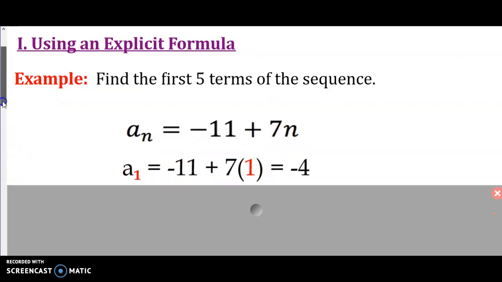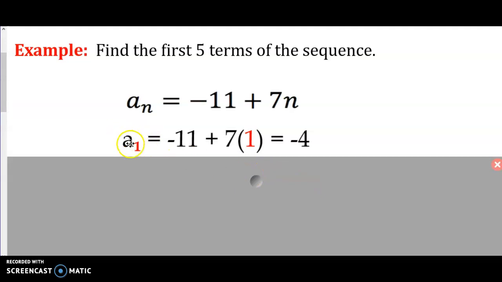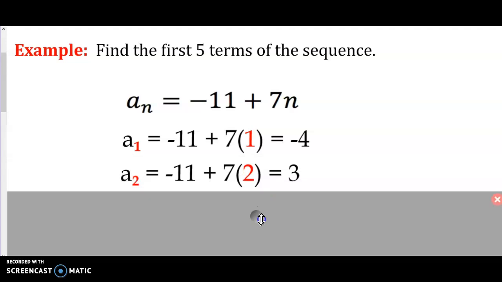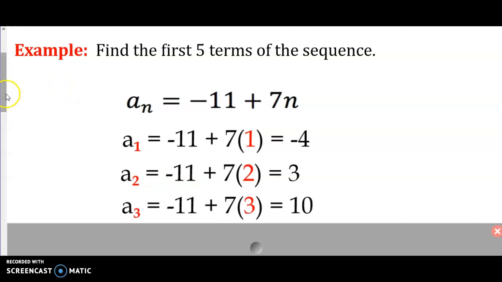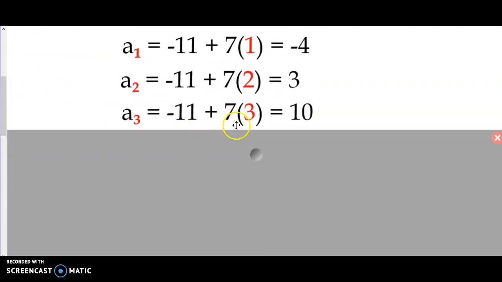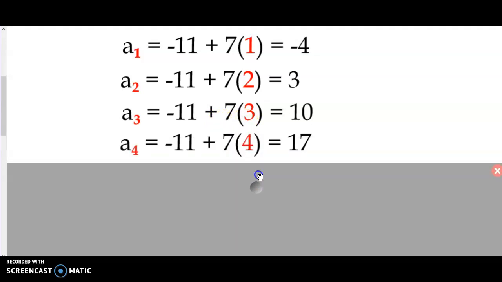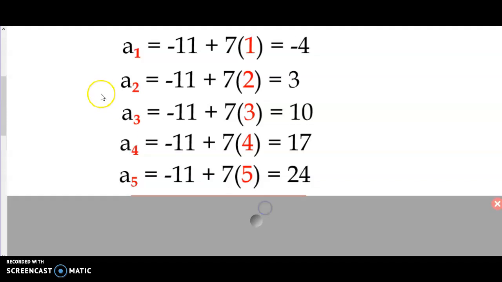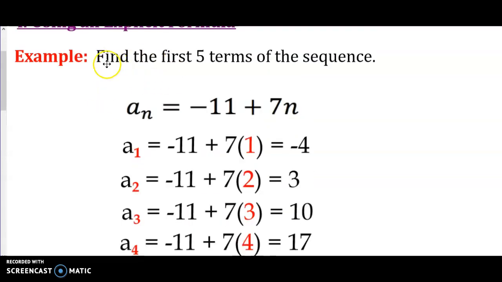I can say that my first term in this case is just going to be -4, because when I plug in 1 to both of those, I get -4. When I plug 2 in for n, you're going to end up saying -11 plus 14 is going to give me 3. A sub 3 is just going to be substituting in 3 in the place of the n there, so I get 10, 17, and 24. So if I am asked to, like in this case, find the first 5 terms of the sequence, it's just a case of plugging in the values.